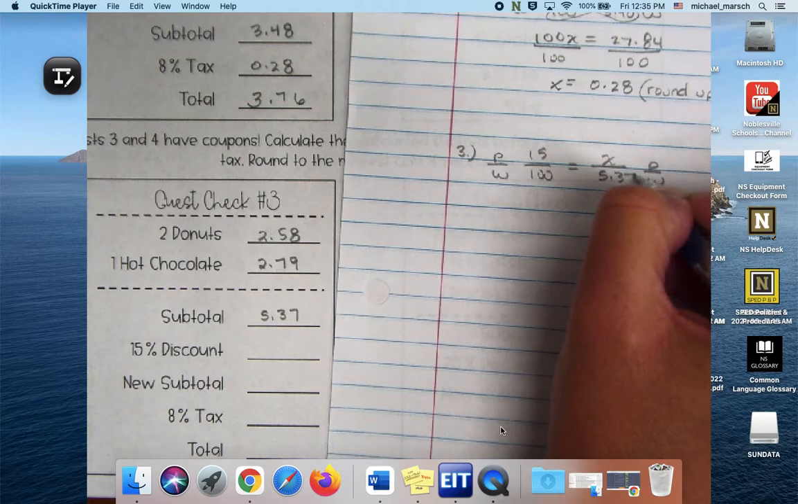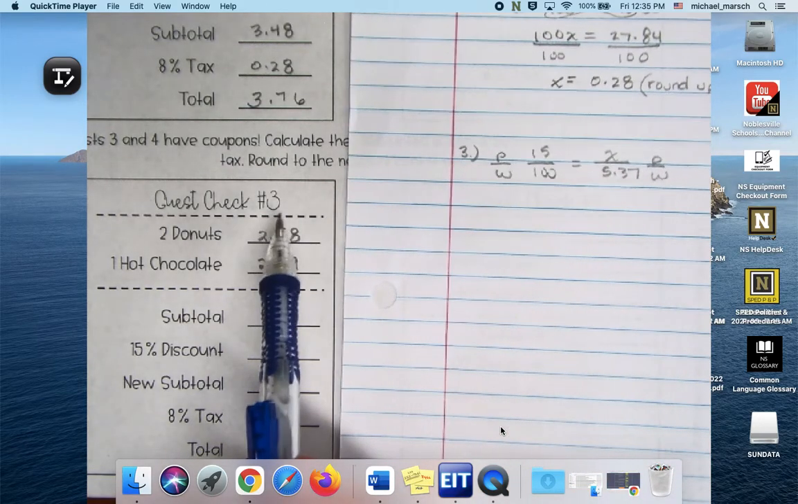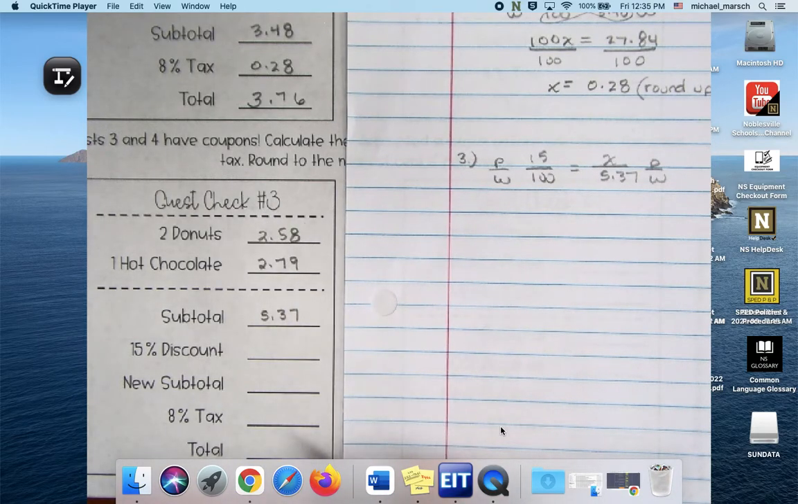Why did you write number 3? I thought we only did 1 so far. Yeah, but this is number 3 on the paper. So I'm just keeping track of which ones I'm doing.